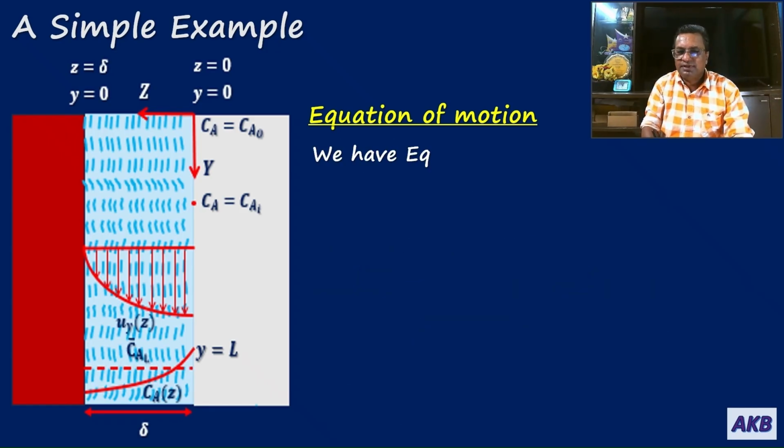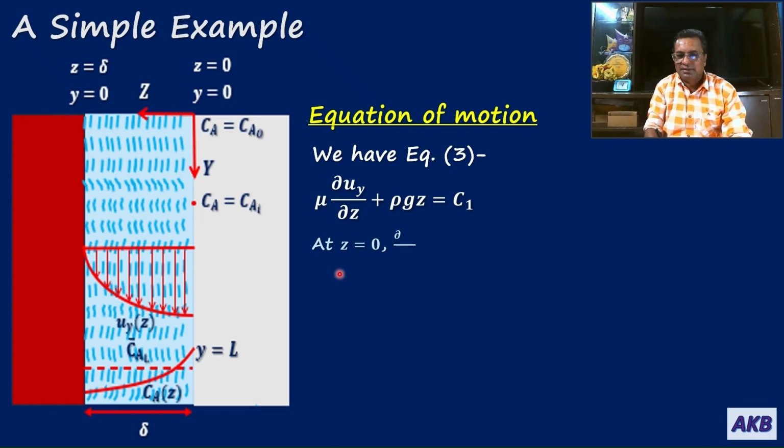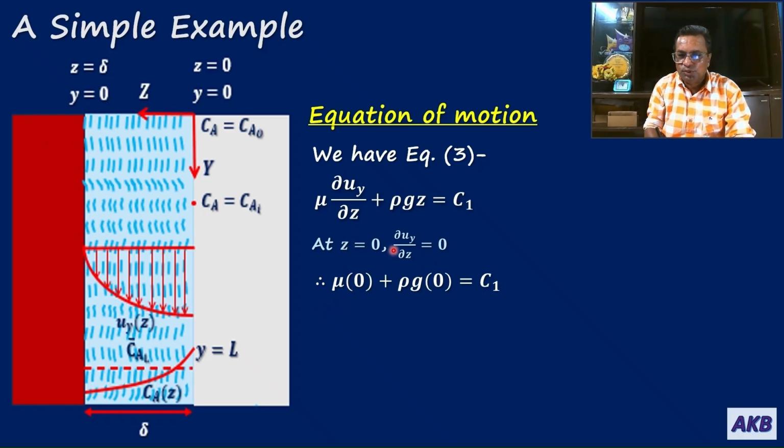Okay, so first we will use equation number 3 to get constant c1. So what was equation 3? Mu into ∂uy/∂z plus rho g z is equal to c1. And the first boundary condition is at z equal to 0, ∂uy/∂z is 0. So if we use this boundary condition in this equation, it will be mu into 0, as ∂uy/∂z is 0, plus rho into g at z equal to 0. So it is rho into g into 0, that is equal to c1.